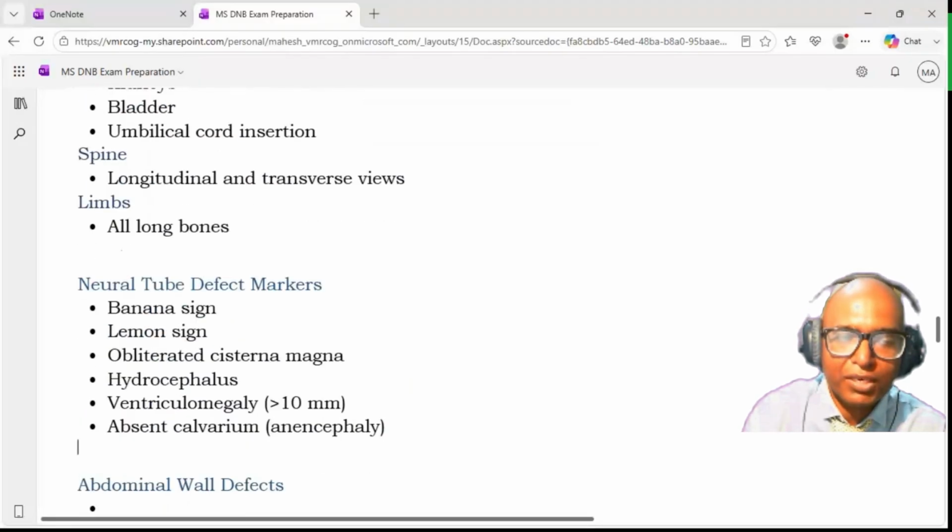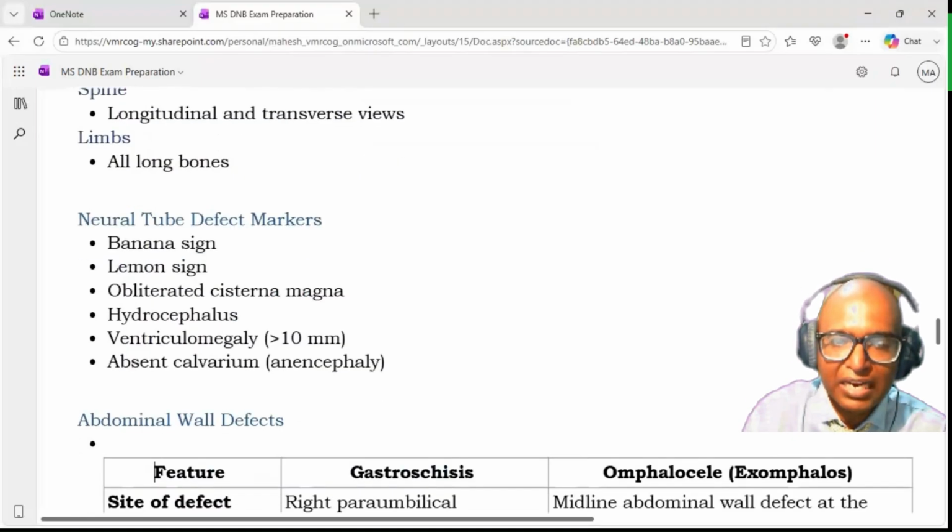Okay, then we will talk about neural tube defect markers. So what are the neural tube defect markers? Banana sign, lemon sign, obliterated cisterna magna, hydrocephalus, ventriculomegaly more than 10 millimeters, and absent calvarium is suggestive of anencephaly.